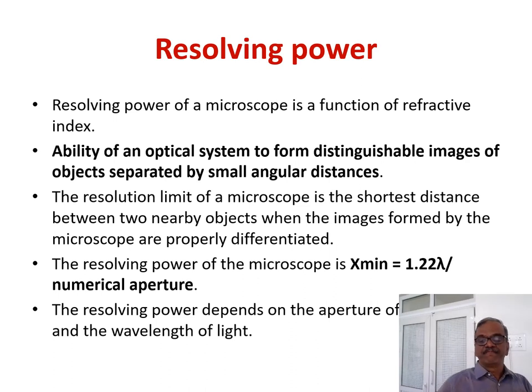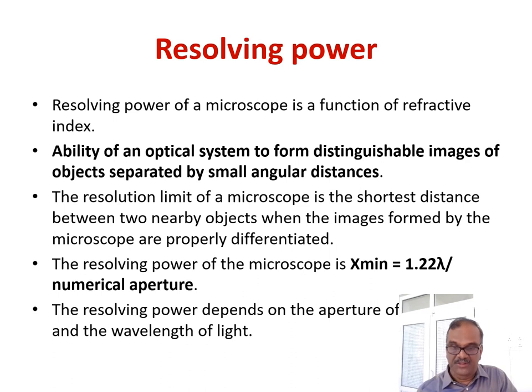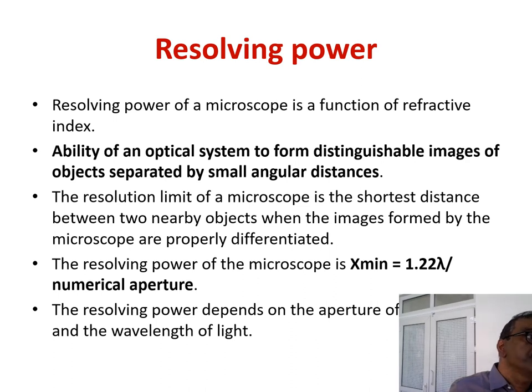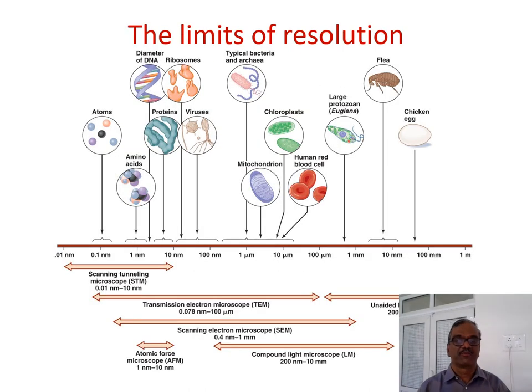So that has a formula: 1.22 times wavelength divided by numerical aperture. This numerical aperture is that hole through which you are passing the light. The resolving power depends on the aperture as well as the wavelength of the light. So by the formula itself, you know the wavelength is important, and the second is the size of the aperture. So this is the resolution. Everybody should know the difference between magnification and resolution, or resolving power. Okay, what are the limits of resolution?